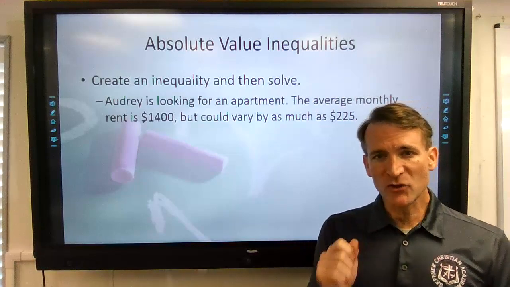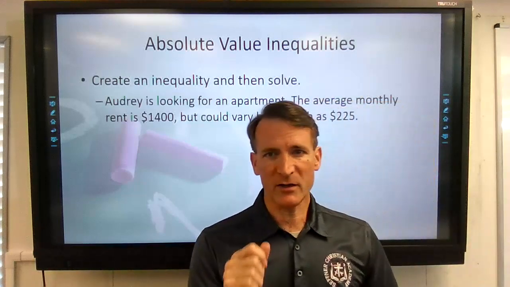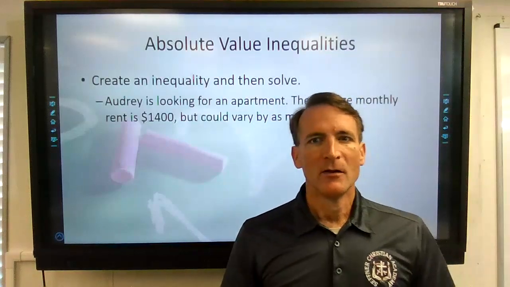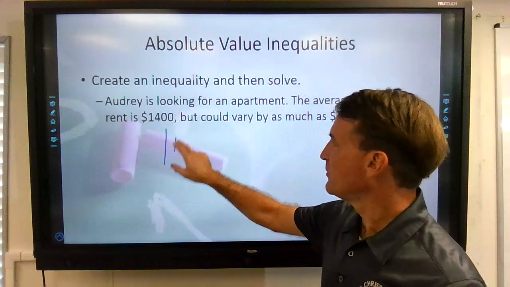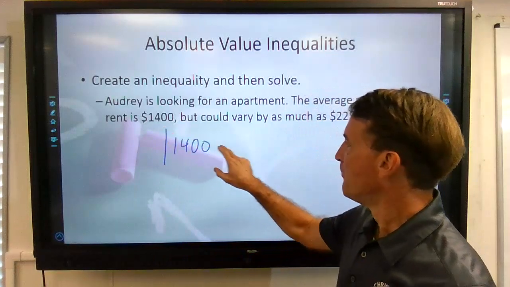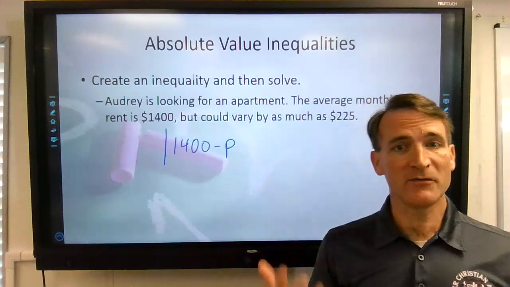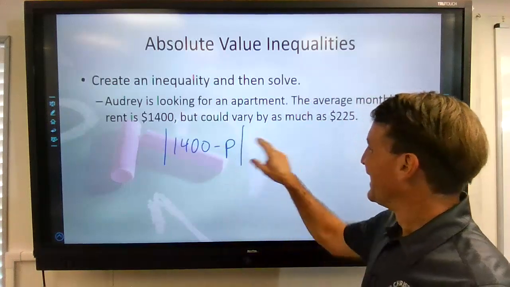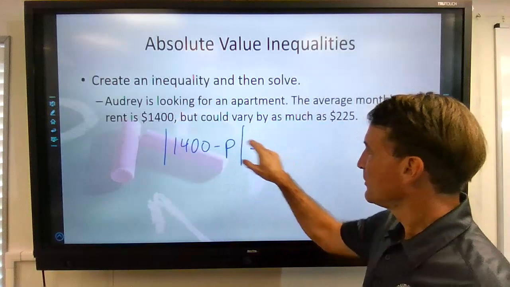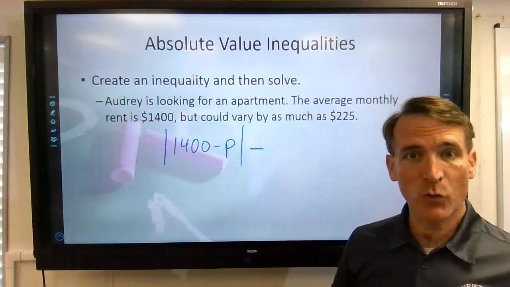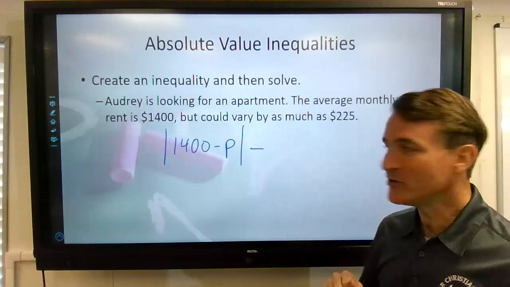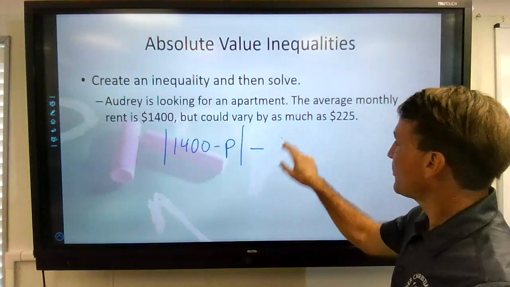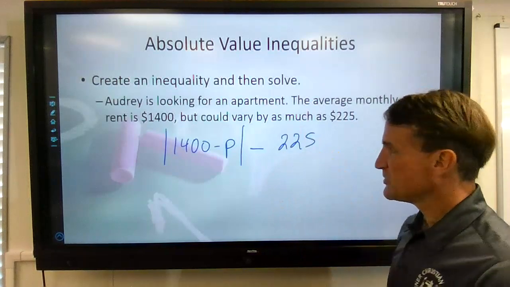Now, when we do that, we have to think about what our inequality would be. So let's just start off by saying I've got the absolute value of $1,400 minus the price of the apartment. I need some sort of inequality sign here. It could also be equal, so I went ahead and put my line underneath it. And then my price of $225 that it varies by.